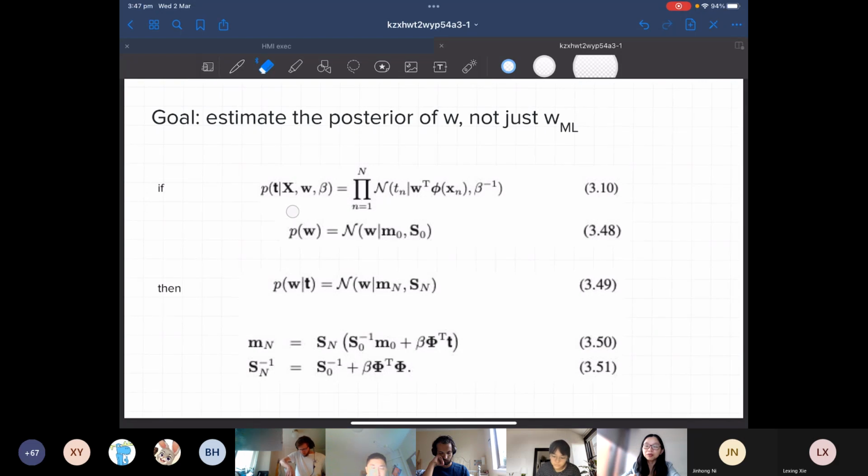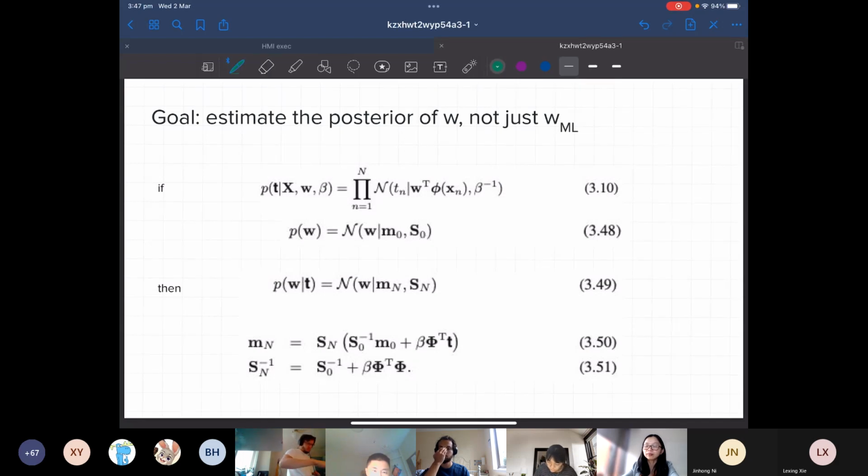In chapter 3, we've already seen this. There is the distribution of a target given data and weights, which is normal, subject to a noise parameter. And the mean is the linear combination of weights and feature functions. Now, the new thing for this lecture compared to Monday is this prior distribution: W is a normal distribution with mean of 0 and covariance of S0.